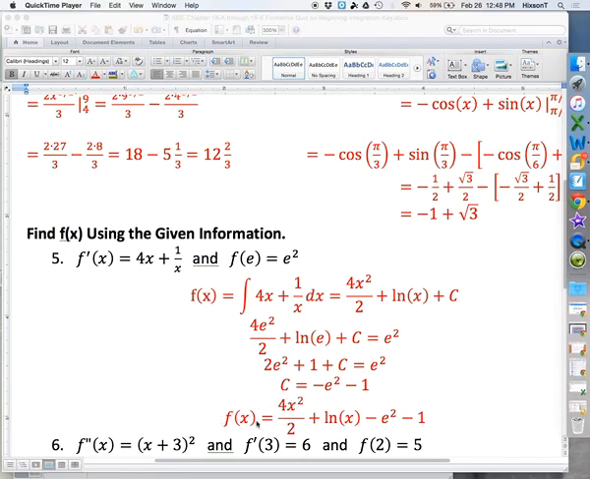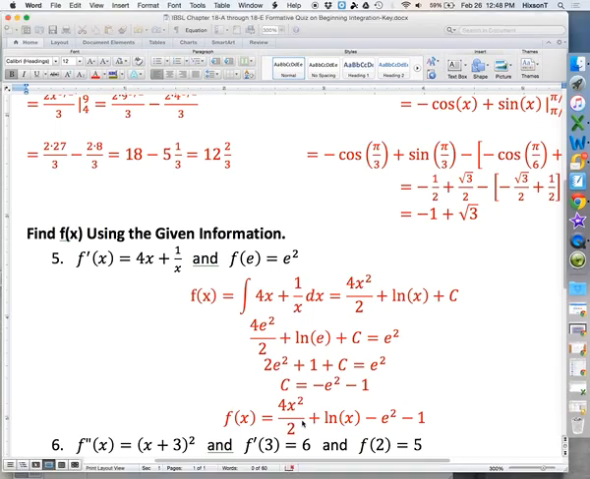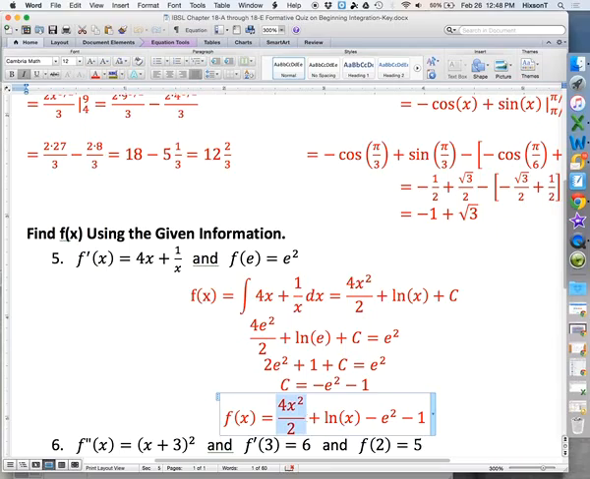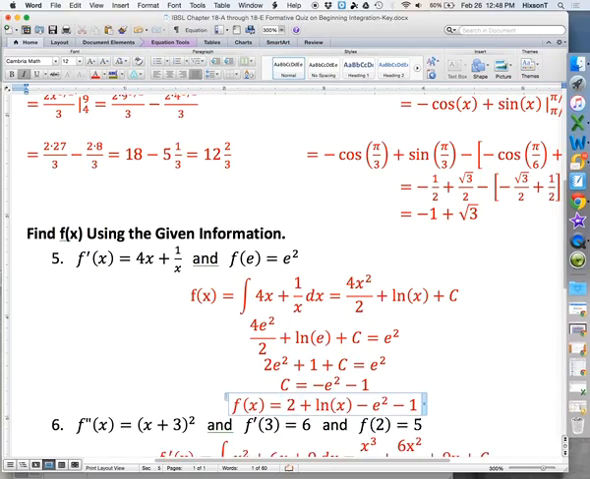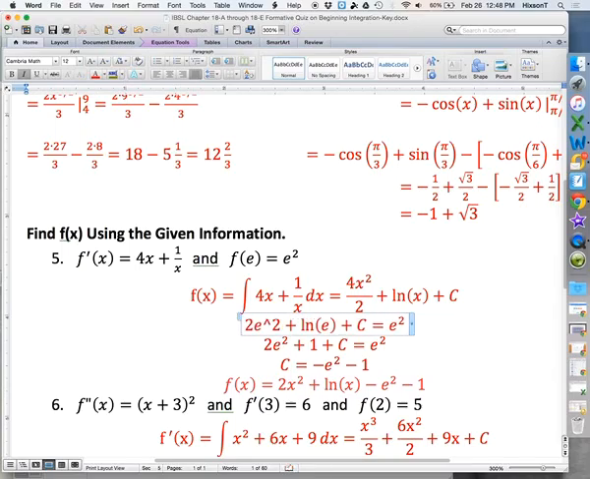Now we know that our function, f of x, is 4x squared over 2 plus ln of x minus e squared minus 1. Okay? I don't know why I kept writing that as 4x squared over 2. Let's make that a 2x squared, simplified here. Okay? So, all right, we could write this as a 2e squared. All right.